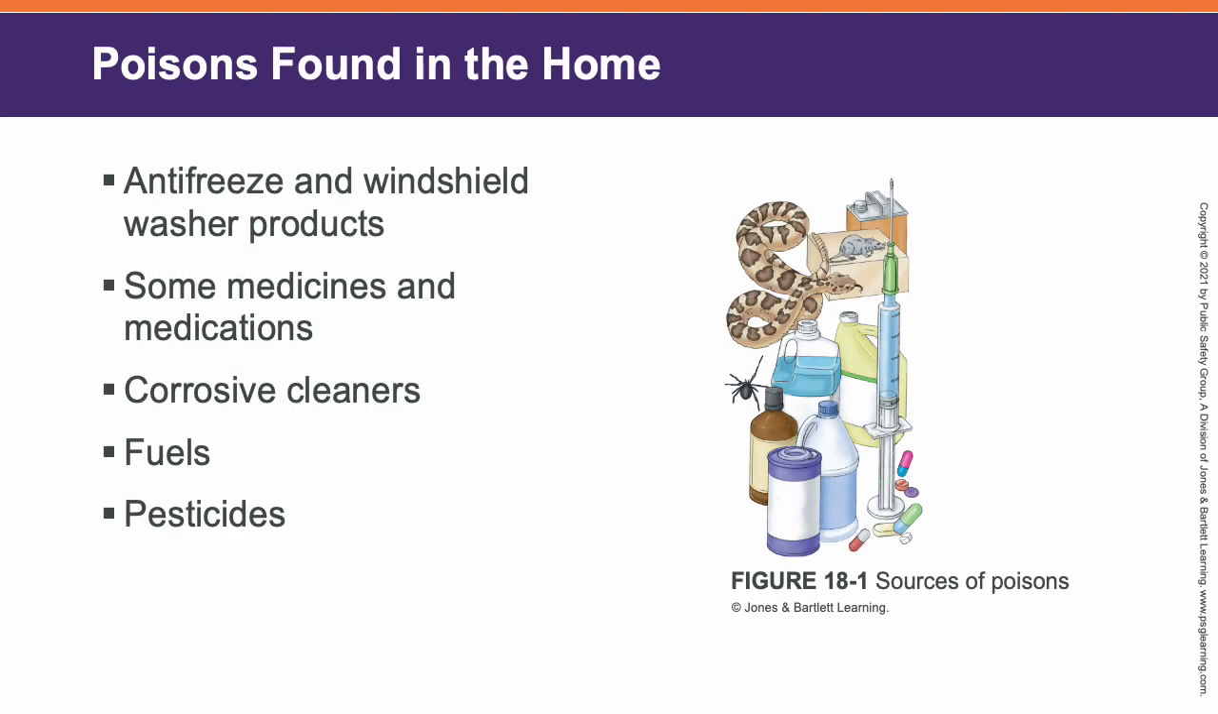Some common poisons found in the home: antifreeze is poisonous, windshield washer products are poisonous, some medications or medicines can be poisonous, corrosive cleaners can be poisonous, fuels, pesticides. There's really a lot of things out there that can be poisonous if they're not used correctly.